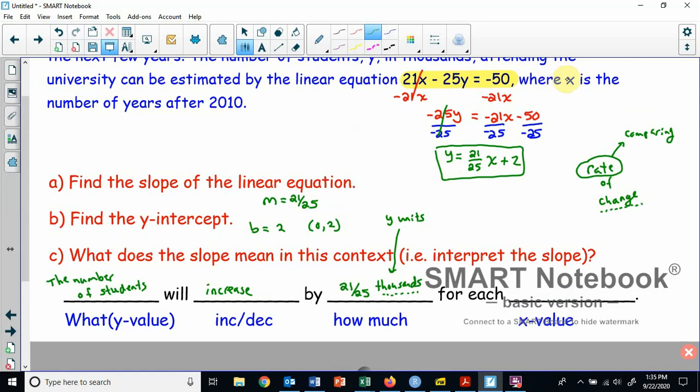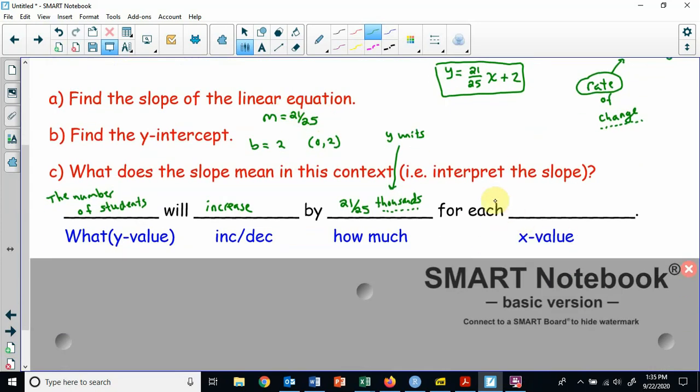What are the x values? X is the number of years after 2010. So that's all I need to put for each year after 2010. So let's read our sentence to see if it makes sense. So the number of students will increase by 21/25 thousand for each year after 2010. Okay, well that makes sense. And that is telling me how the y value will change compared to the x value. Okay, so that interprets the slope.